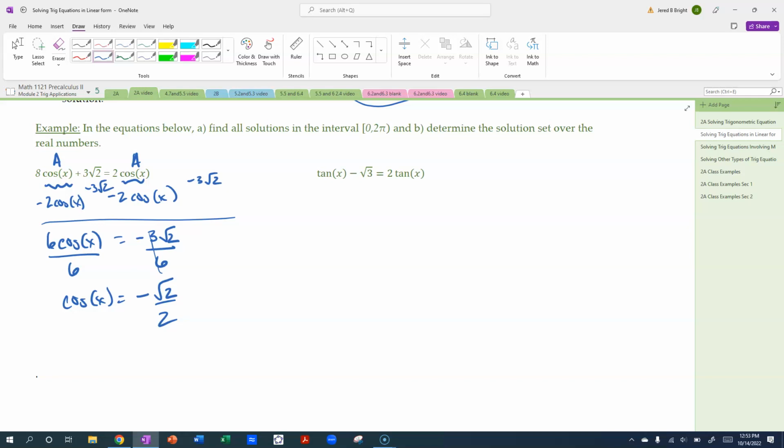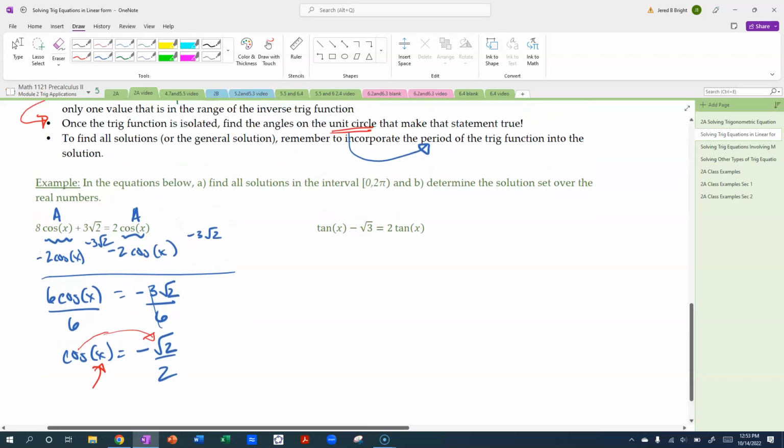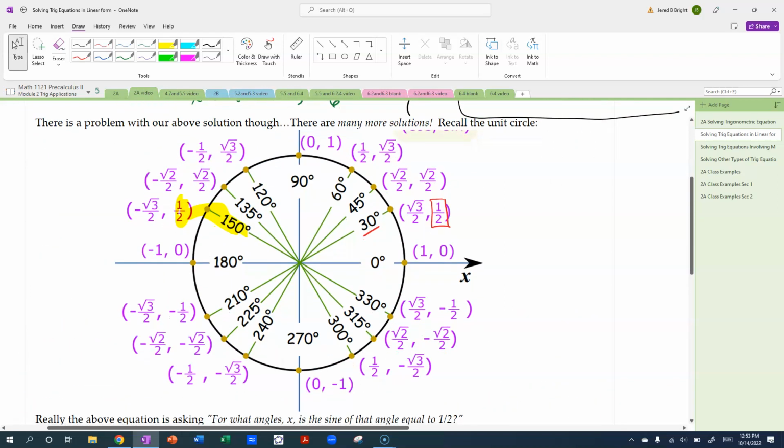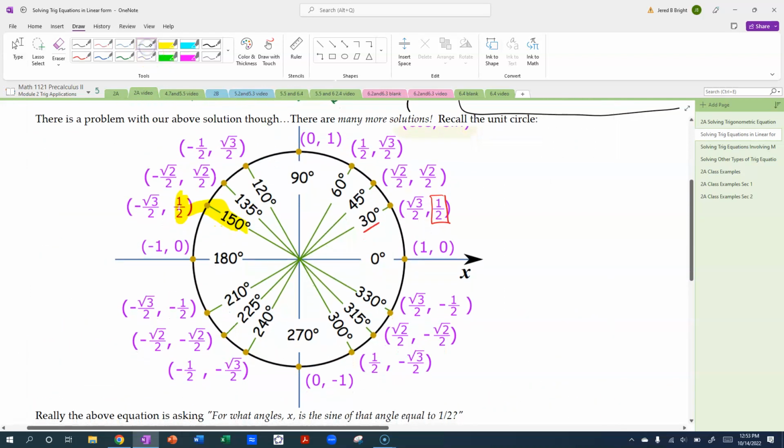I need to go to my unit circle and say, okay, on my unit circle, what are the angles? I'm looking for the angles where the x value, cosine, is negative square root of 2 over 2. So let's go back up here. Where on my unit circle is my x value negative square root of 2 over 2? Looks like it's right here at 135, and again at 225.